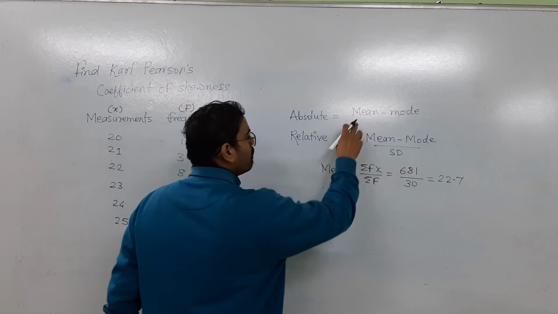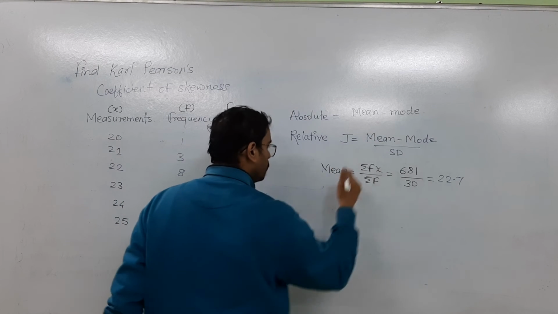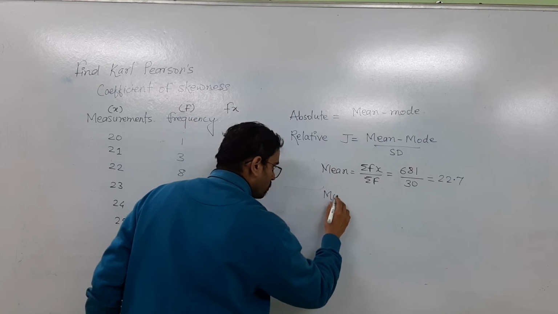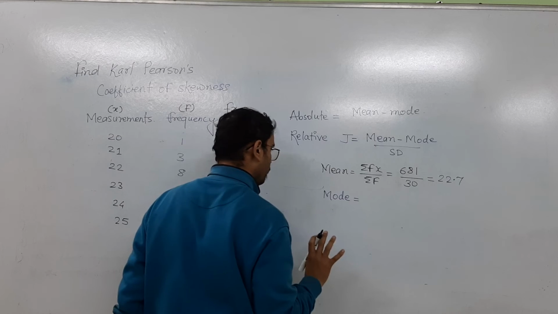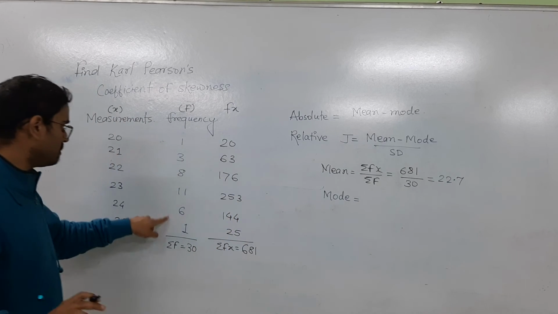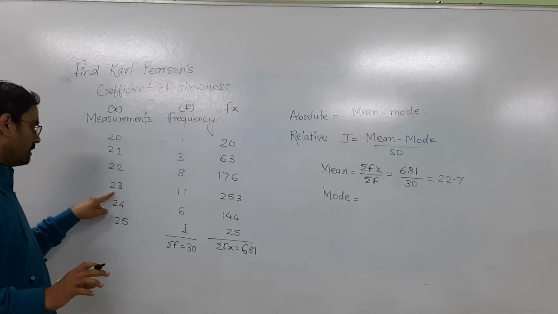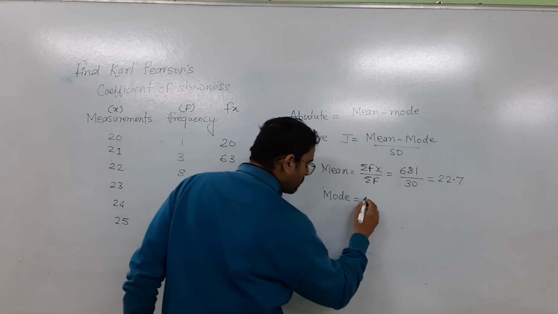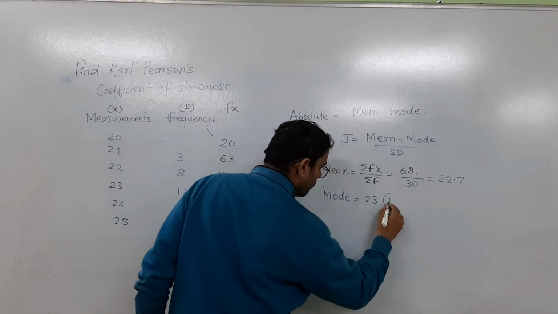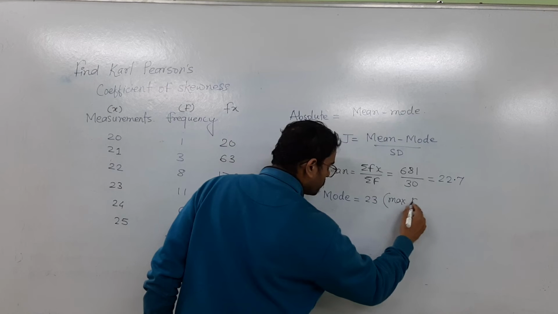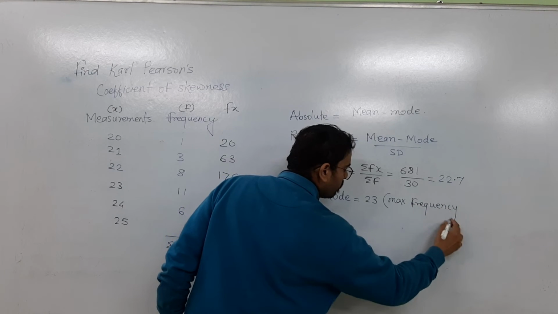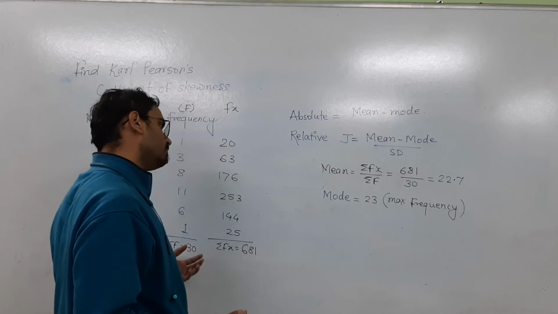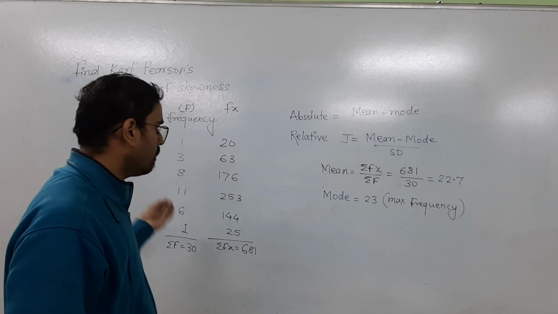Now what we need to find? We need to find the mode. The mode definition is very simple: the data with maximum frequency. The maximum frequency here is 11 and the data is 23. So you can directly put 23. Why? Maximum frequency. Okay, so we got the mode.